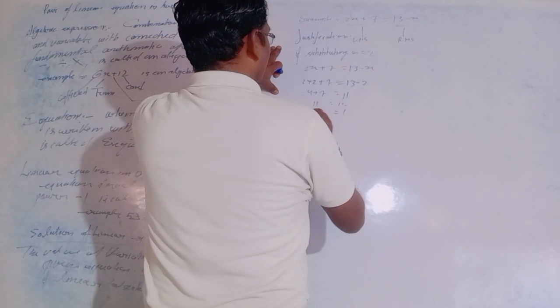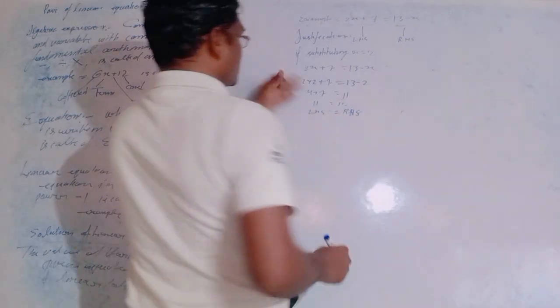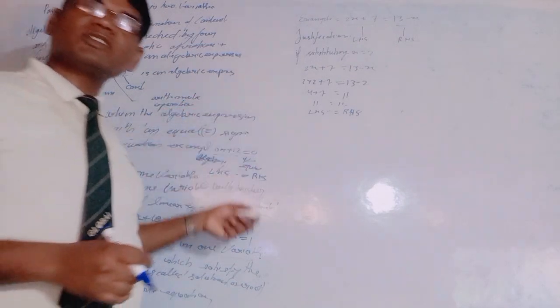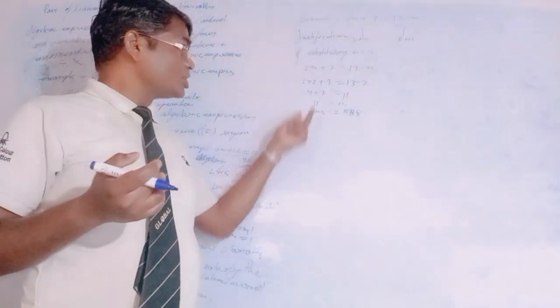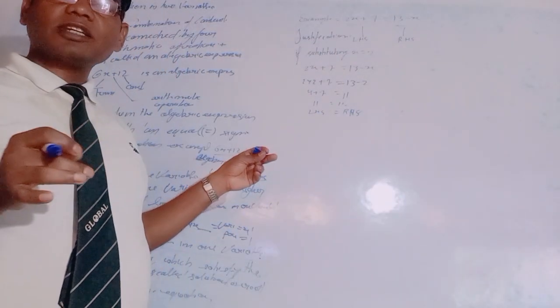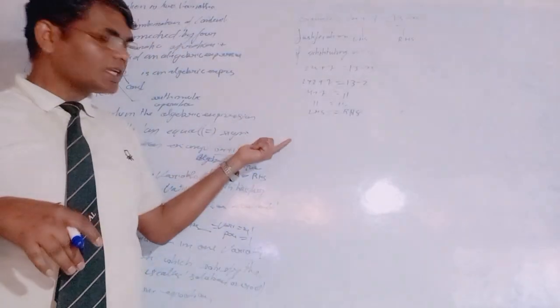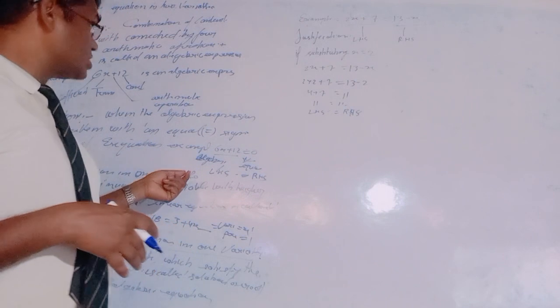So LHS is equal to RHS, satisfied. So these are said with the algebraic expressions. These expressions satisfy the equation, meaning if you substitute the value in these equations, the algebraic expressions should be satisfied. If it is satisfied, we can say it is an algebraic equation and follows the rules of linear equations. Now we will discuss linear equations in two variables.